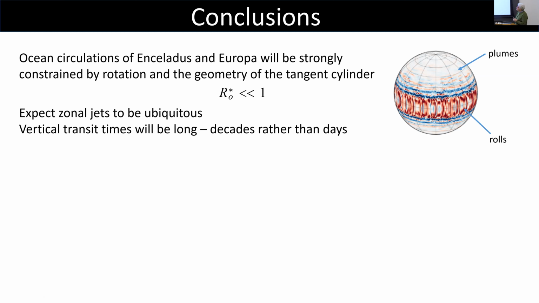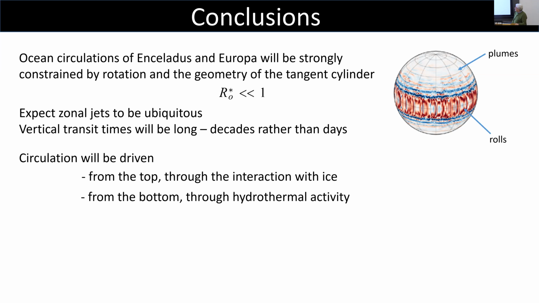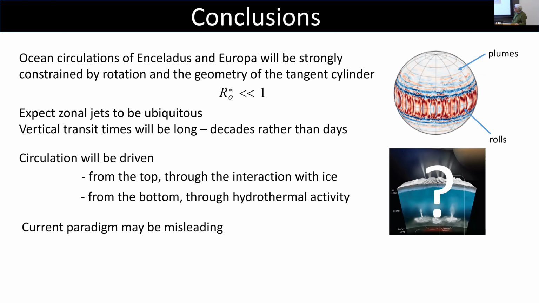Vertical transit times will be long, decades rather than days, and the geochemists are very interested in this because they have geochemical models which can also put constraints on transit times. The circulation will be driven from the top through the interaction with ice, and from the bottom through hydrothermal activity.